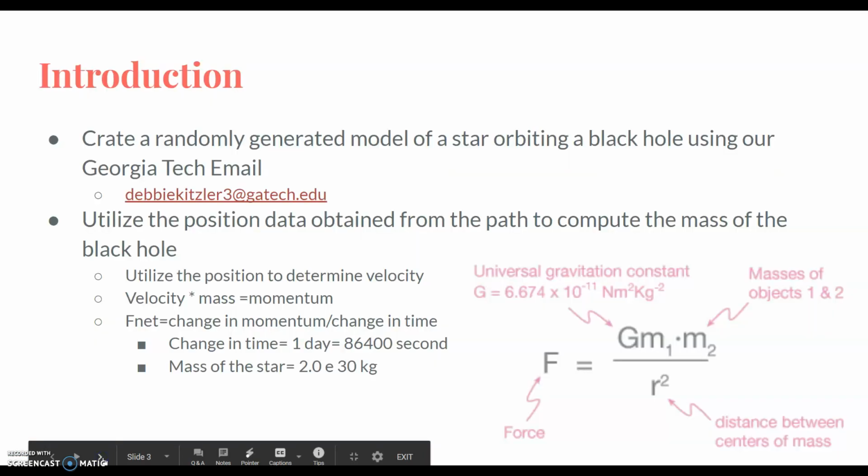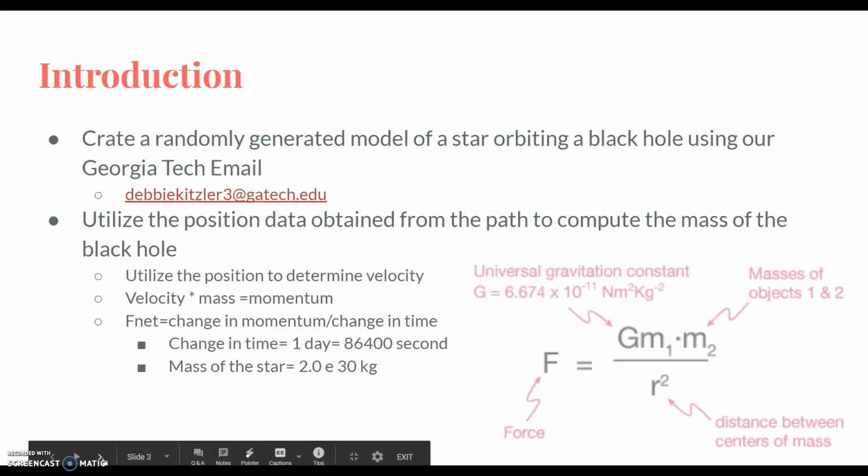In this lab, we created a randomly generated model of a star orbiting a black hole using our Georgia Tech email, which you can see mine below. We then utilized the position data which GlowScript gave us to obtain the path of this object and then compute the mass of the black hole which this star was orbiting.